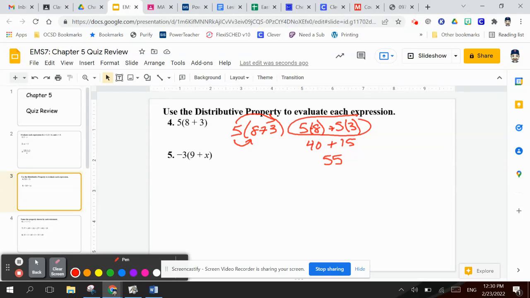Number 5, I have a variable, so I really can't solve this. I just have to write out that expression. So I take negative 3 times 9 plus negative 3 times x. And when I simplify this, negative 3 times 9 is a negative 27 plus a negative 3x.